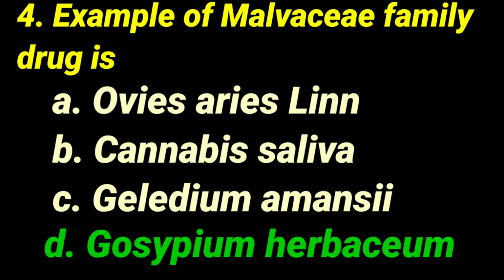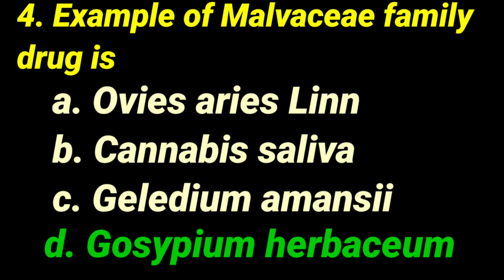In the previous question we discussed some biological names, no? Ovis aries, it belongs to the Bovidae family. Cannabis sativa and Cannabis indica, that is hemp, belong to the Cannabinaceae family. And Gelidium amansii belongs to the Gelidiaceae family. Then Gossypium herbaceum and Gossypium barbadense, both species come under the Malvaceae family. Here Gossypium herbaceum indicates absorbent cotton.